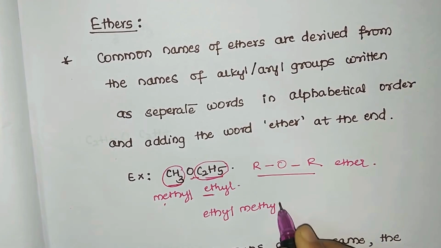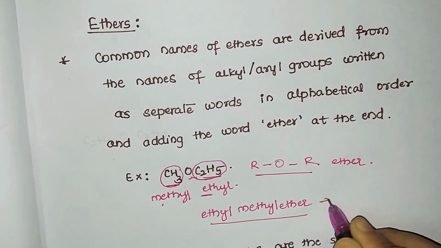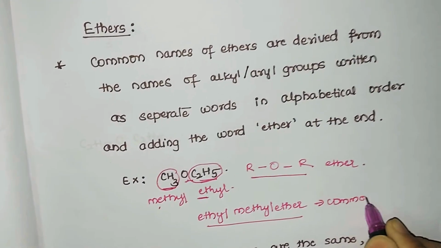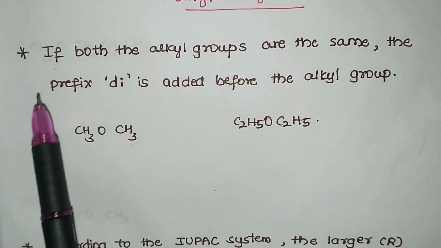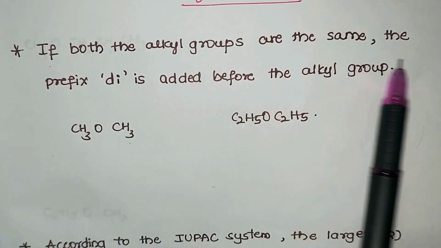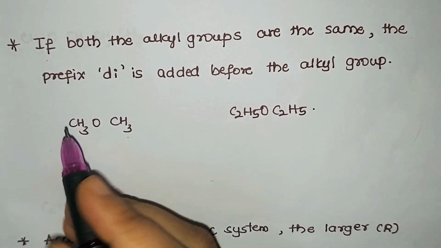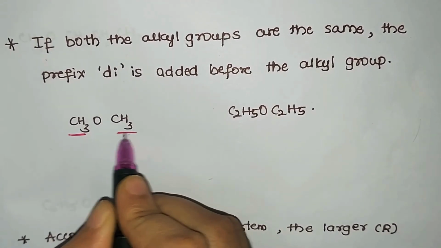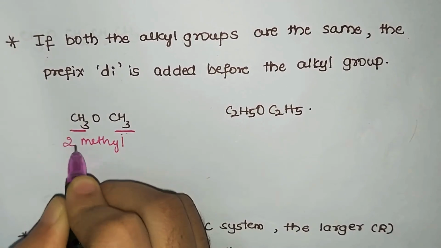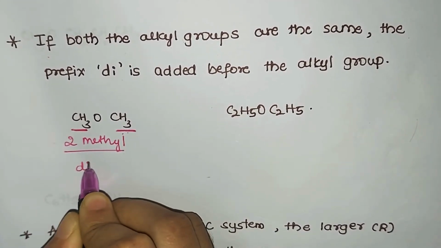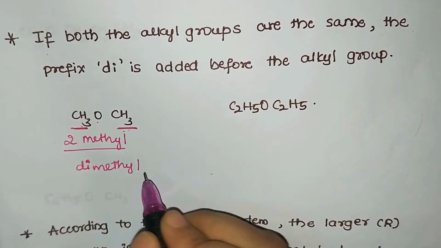So what will be the common name for this example? It is ethyl methyl ether. It is the common name. Then, if both the alkyl groups are the same, we make use of the prefix di, and that is before the alkyl group. So we'll consider here an example where both R groups are the same and both the R groups are nothing but methyl. Since there are two methyl groups, we use the prefix di. So the common name here will be dimethyl ether.